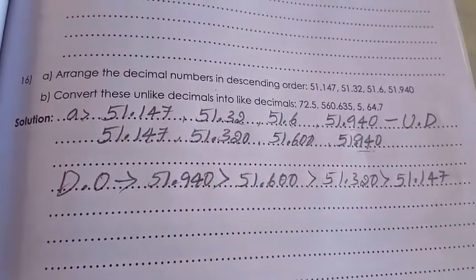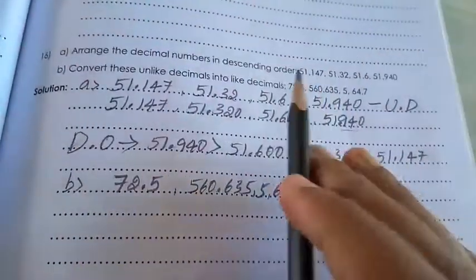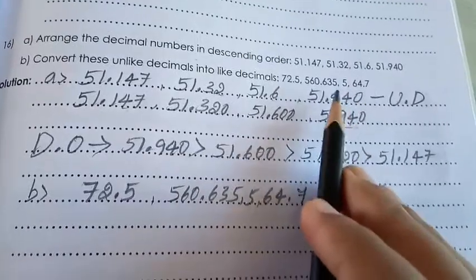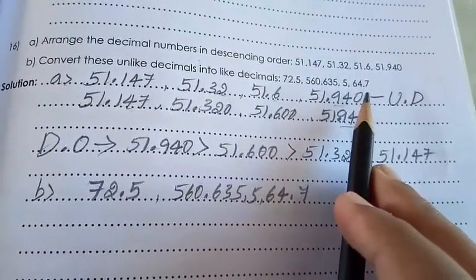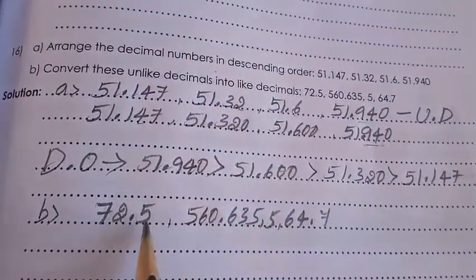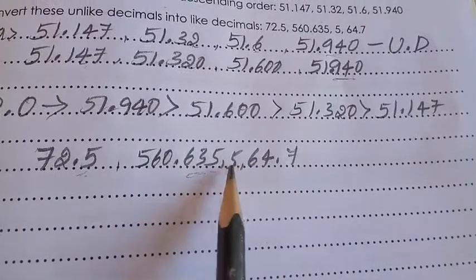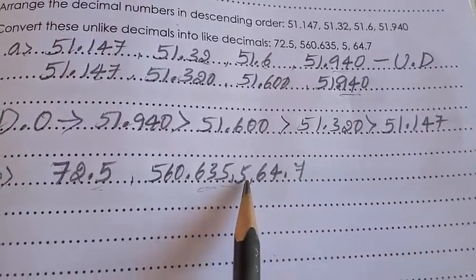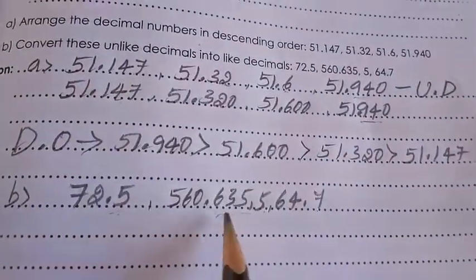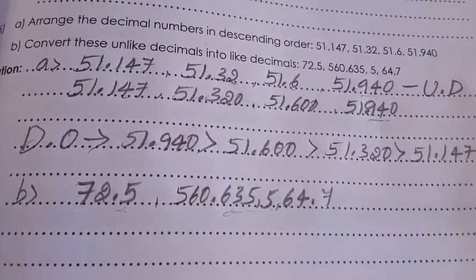Second one, convert these unlike decimals into like decimals. So here they gave 72.5, 560.635, and 5 is separate, 64.7 is separate. So these are unlike decimals because the number of digit places is different. Here 1 is there, here 3, here 0, because there is no decimal point here. So how to convert it? The maximum decimal places are 3. So just convert them all to 3 decimal places.